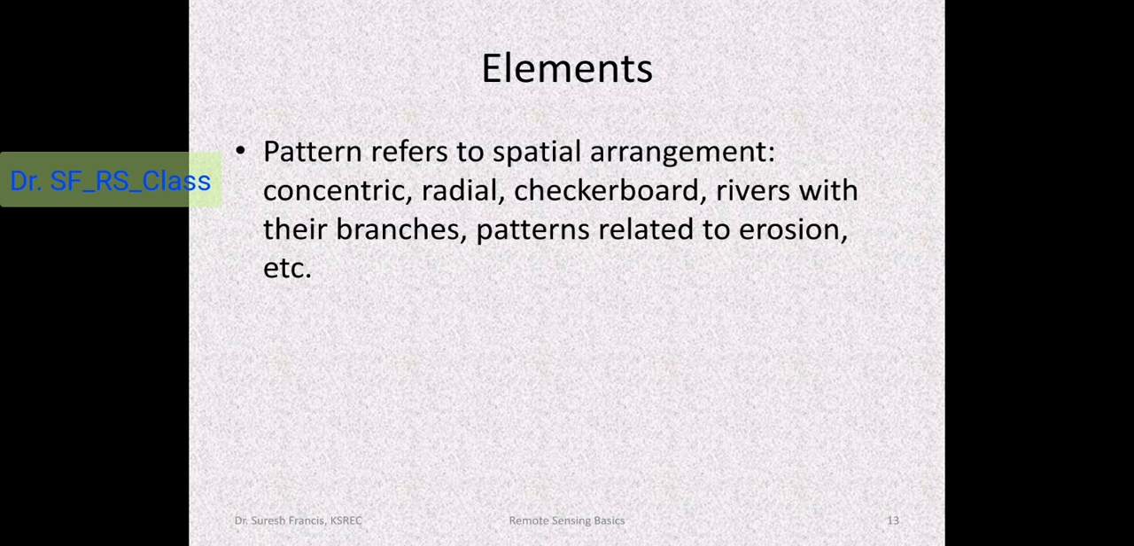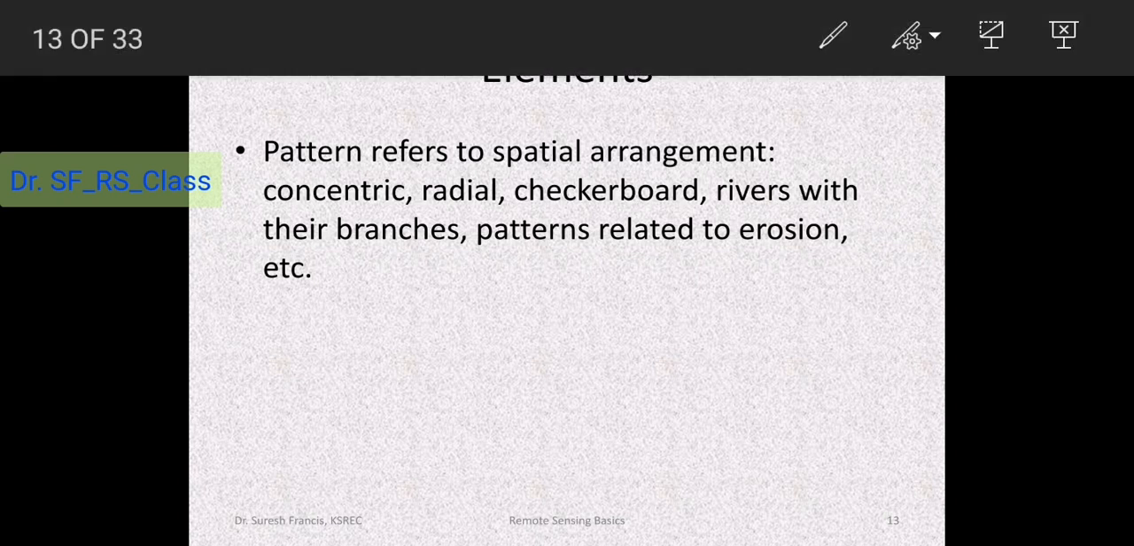So pattern refers to the spatial arrangement. It can be concentric, radial, checkerboard. Rivers with their branches will give some pattern called trellis, dendritic, and different types of river patterns can be identified from the satellite data. And also some erosion will show a particular pattern on the satellite data. Since each object, each characteristic, each process will give different types of pattern representations on the Earth's surface, which we will be able to identify.